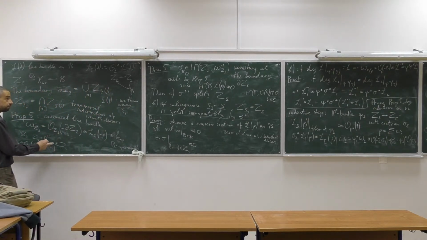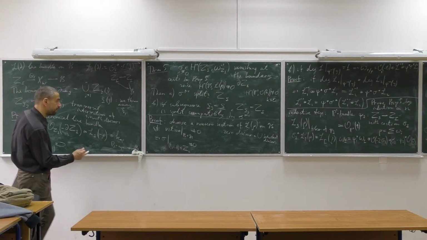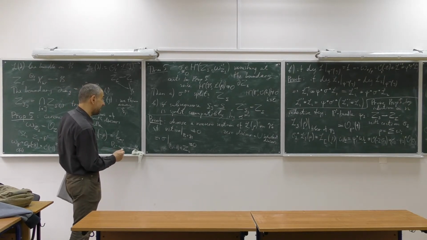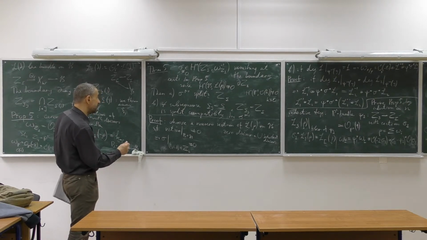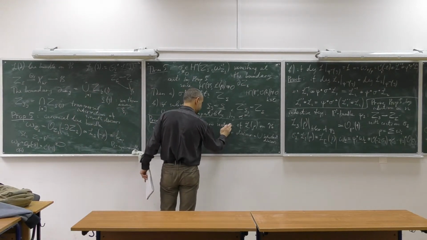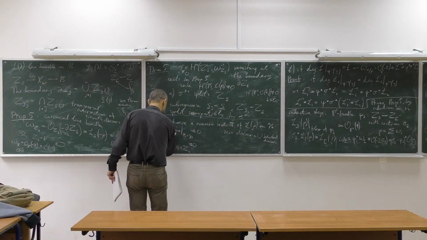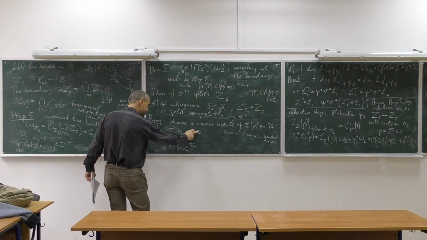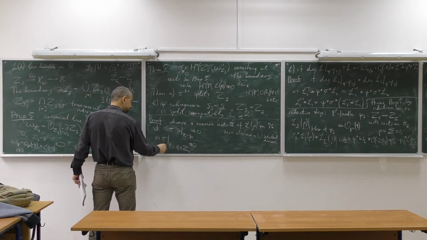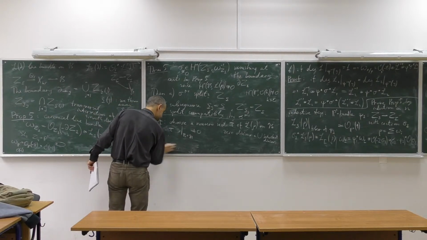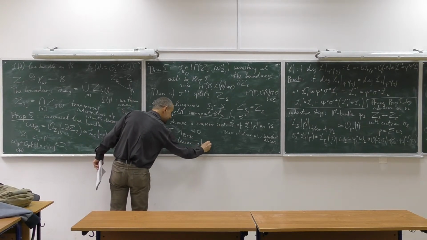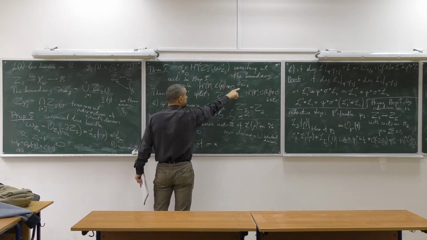But then, oh, sorry. No, it's not this. I'm sorry. Choose a non-zero section, maybe tau, such that tau restricted here is not zero. And then the zero divisor of sigma will be exactly the boundary with multiplicities 1.